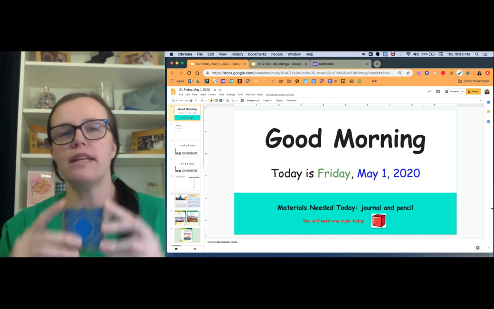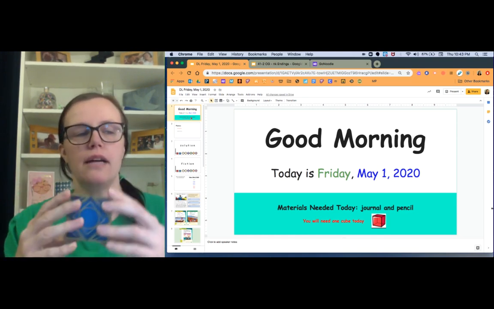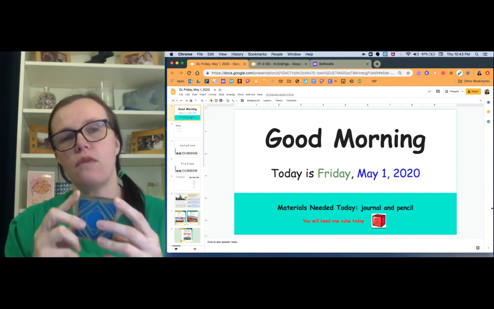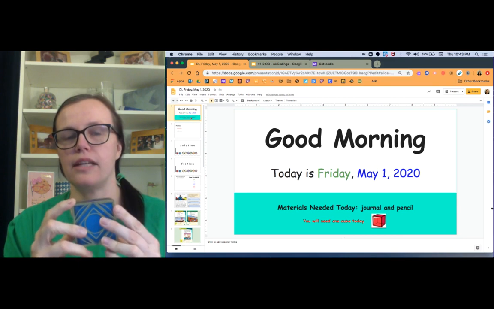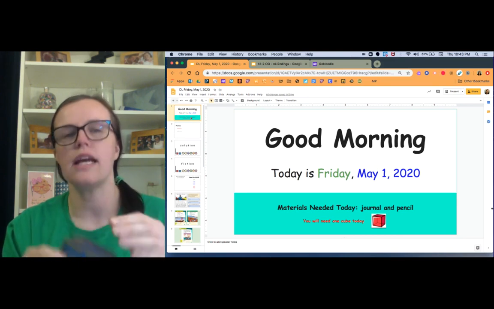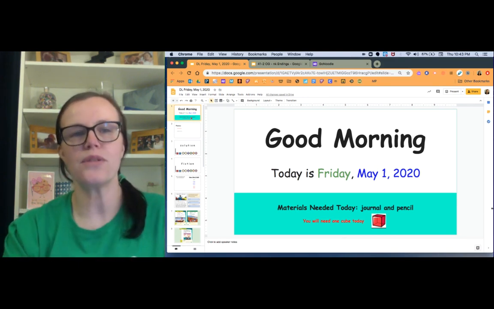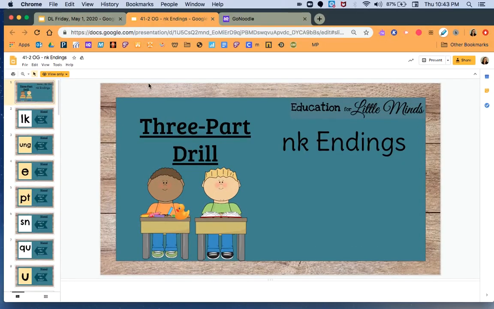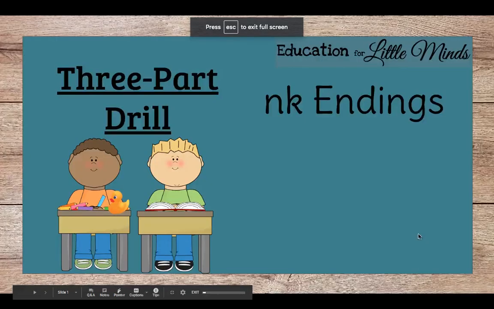So if you can't find a cube, you can use mine. Just so you know, the faces, vertices, and edges for a cube are the same as a rectangular prism. So if you need to touch those, you can, but we'll use this one together. So let's go ahead and get started with our day. So for our 3-part drill today, we are going to be doing some ending chunks for our sounds. So hopefully you guys are getting pretty quick at these. So let's get started.